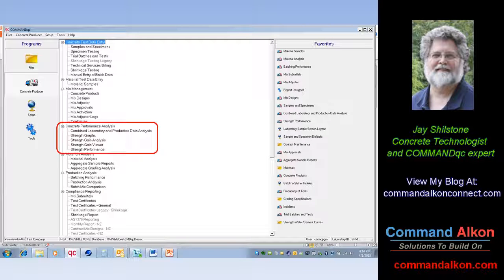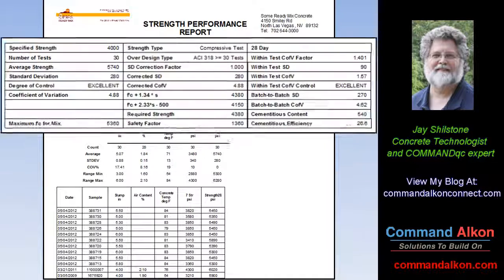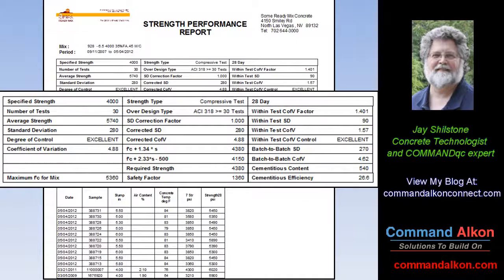Once concrete tests have been entered, COMMANDqc can perform many types of analysis and generate multiple reports. The Strength Performance Report uses ACI 318 overdesign requirements to determine the required average strength for a mix. The required strength is compared to the actual strength to determine the safety factor. This report is user customizable and can be tied into a mix design so it is automatically printed in a mix submittal.